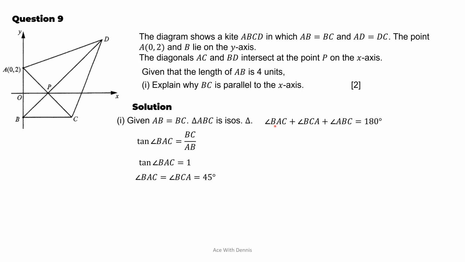Therefore, when we add this angle plus angle ABC it will give us 180 degrees, because this is the angle sum in triangle ABC. Which means that angle ABC is 90 degrees. Therefore, BC is parallel with the x-axis.